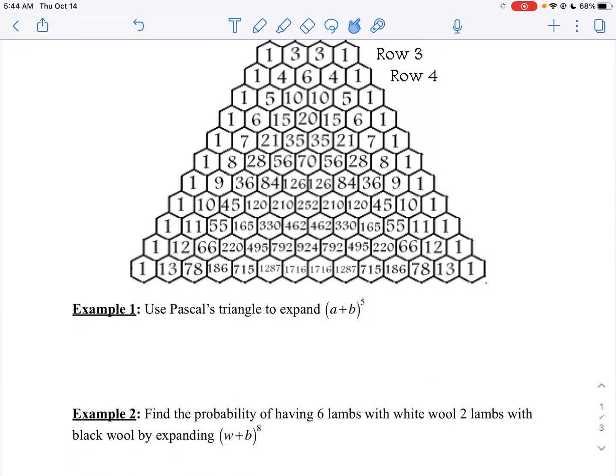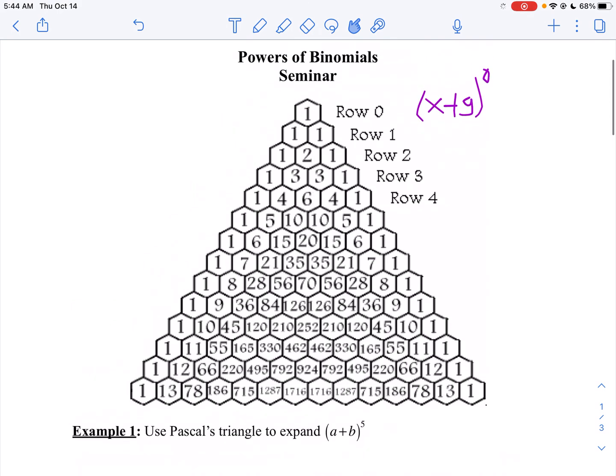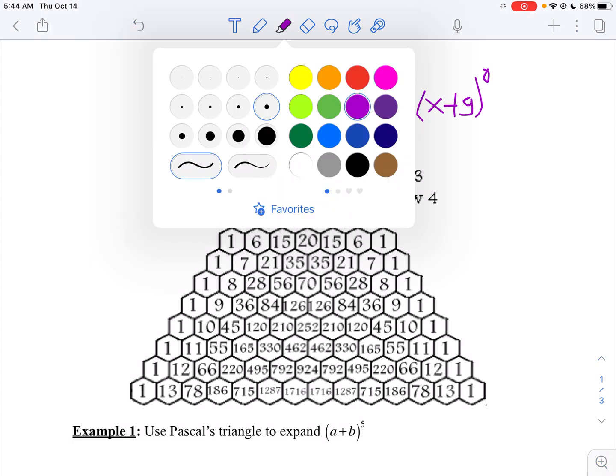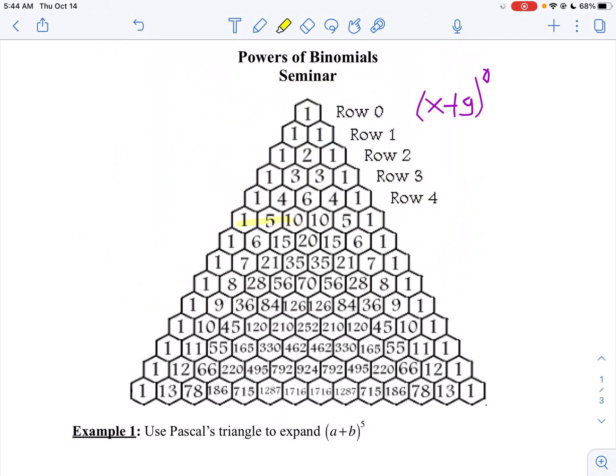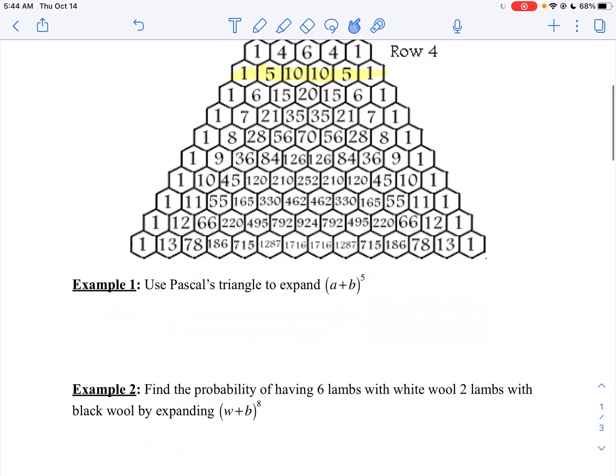So if I'm going to use Pascal's triangle to expand a plus b to the 5th power, what I'm going to do is go down to row 5 here, and those are going to be my coefficients. So I start here with 1. I want to take the first one. That'll be a, so it'll be 1. I'm not going to write the 1, but it's 1a to the 5th power. Then every time I go to a new term, I'm going to reduce the exponent of the a by 1 and increase the exponent of the b by 1, starting from 0. So right now it's a to the 5th, b to the 0.